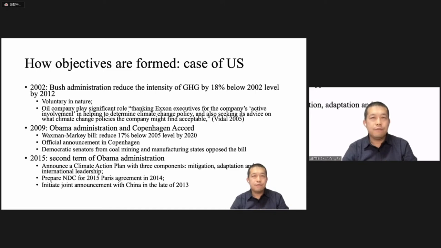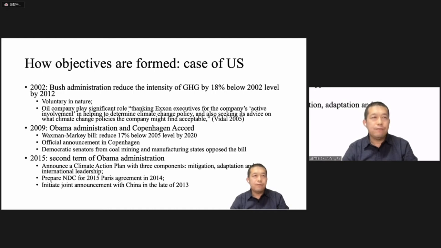But the Republicans were against this target in the Congress. So the United States officially announced this in Copenhagen, but never passed these bills in the Congress. And even Democratic senators from coal mining and manufacturing states opposed this bill also.